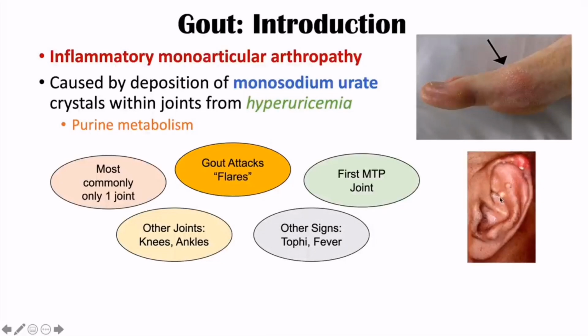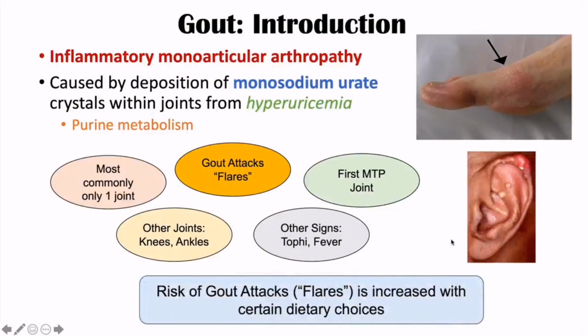Our tophi here. These are depositions of crystals in certain parts of the body. And then we can also see a fever as well, because this is an inflammatory process. A fever can occur as well. But the topic of this lesson is that the risk of gout attacks or gout flares can be increased or decreased with certain dietary choices.